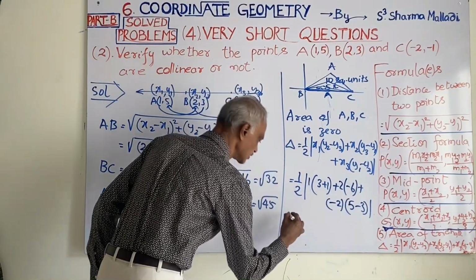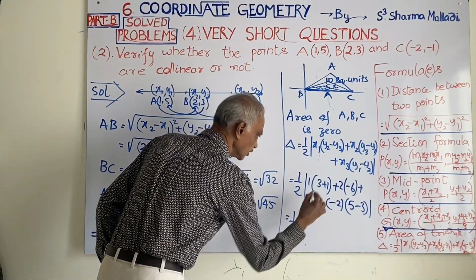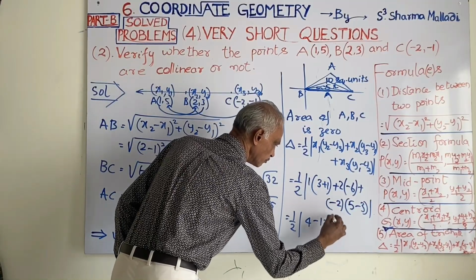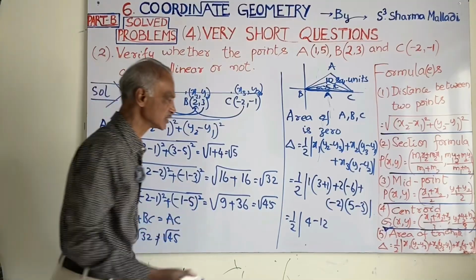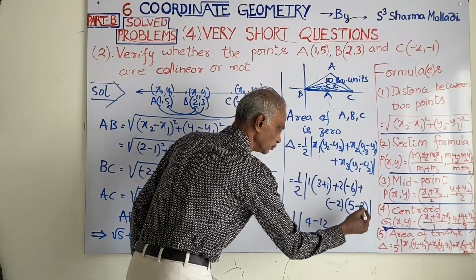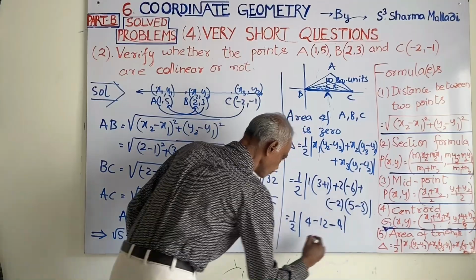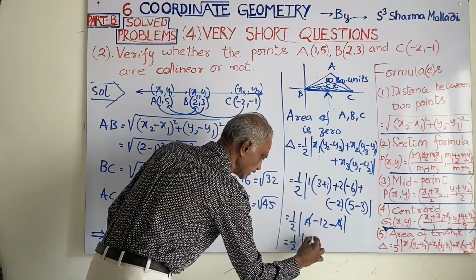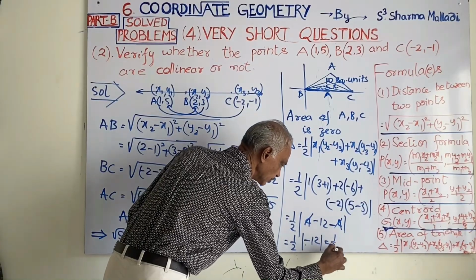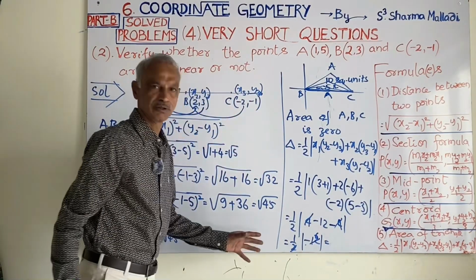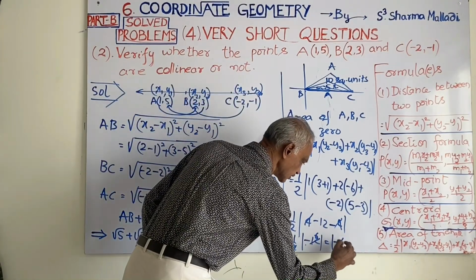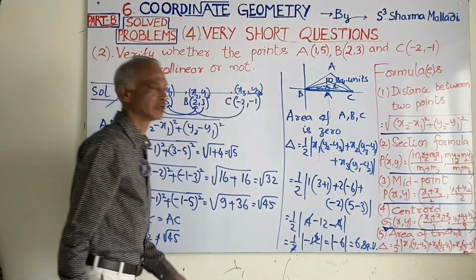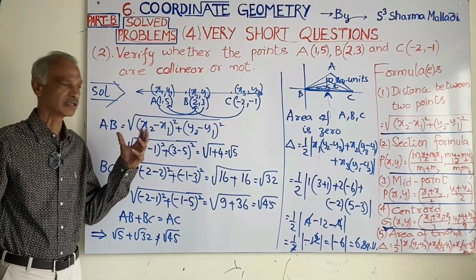Square units: half into 3 plus 1 into 4 minus 12, minus 2 into 2 minus 4, minus 2 into 2 minus 4, half into 4 plus 4, minus 4 cancel. You are getting half into 2, 6. You are getting mod of minus 6 square units, which means 6 square units. The area of the triangle formed by ABC, you are getting 6.